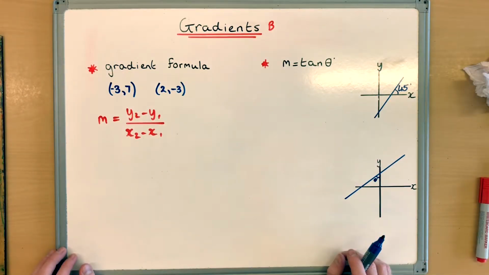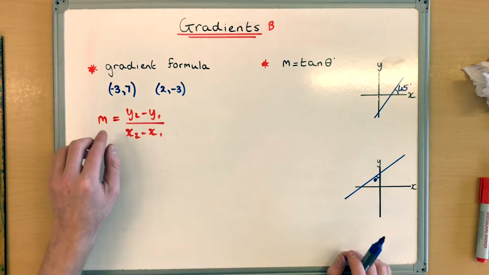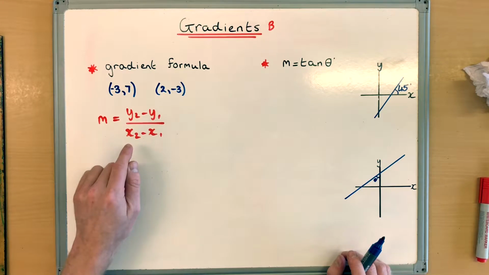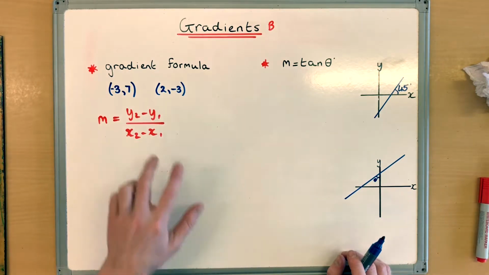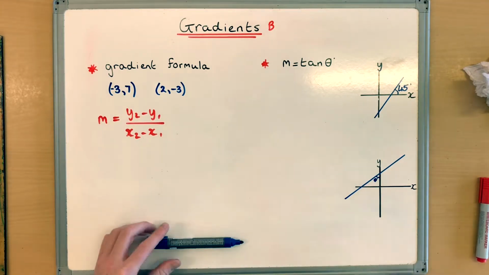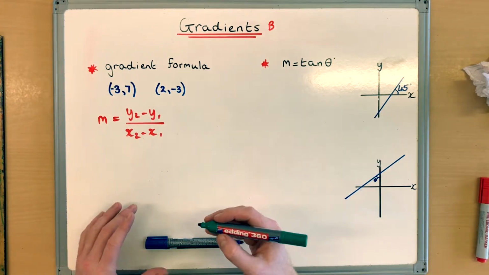Continuing with gradients, one of the most used things in this topic is the gradient formula, which says that we can find the gradient using y2 take away y1 divided by x2 take away x1. So if we have two coordinates and we want to find the gradient of a line between them, then we can use this. Now, it doesn't matter which coordinate you decide is coordinate 1 and 2. You can make it whichever way around you want.